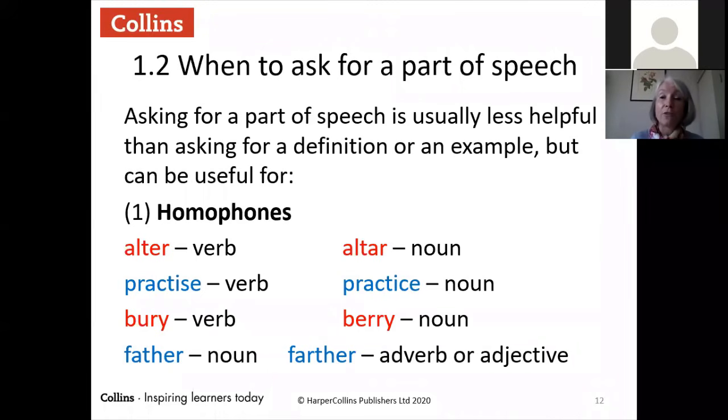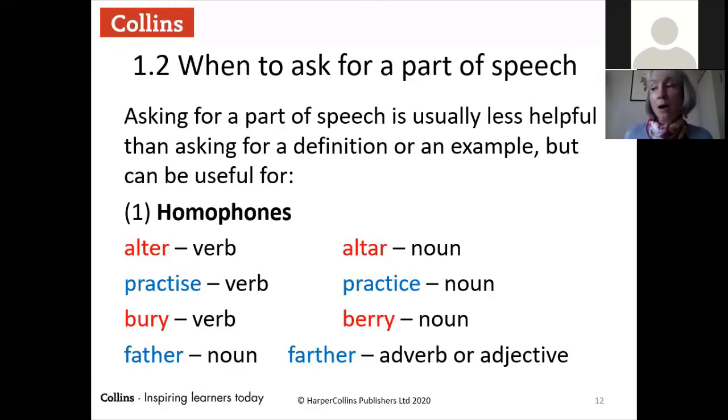And father is another example. So ask for the definition first and then ask for the part of speech would always be my advice. And normally in a competition, you can ask as many of these questions as you want. So you could ask for the definition and the example and the part of speech and where the word comes from. All of those are tools that you have to allow you to demonstrate spelling skill.